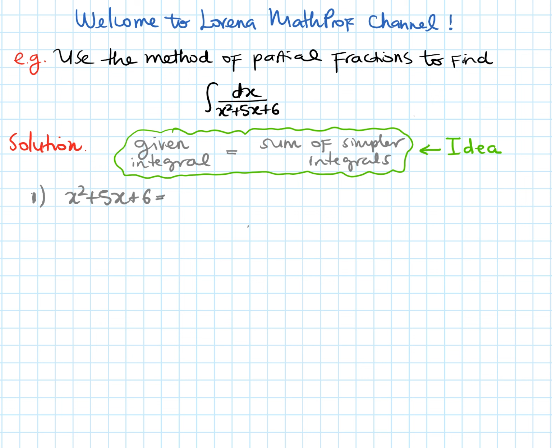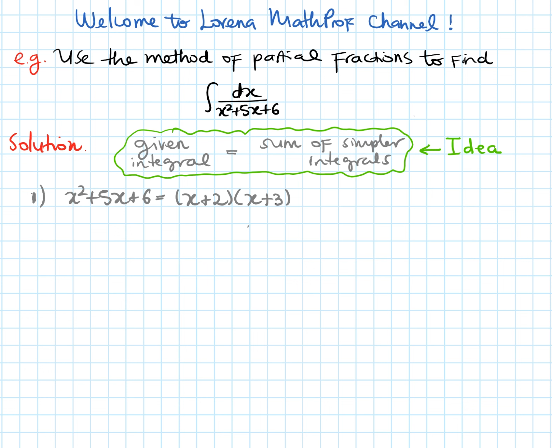To factor out the denominator, you can use anything you know. For quadratic equations, you can try to find the roots, or you can try to find two numbers satisfying certain conditions. Here we want to find two numbers whose product is 6 and whose sum is 5. So those numbers will be 2 and 3.